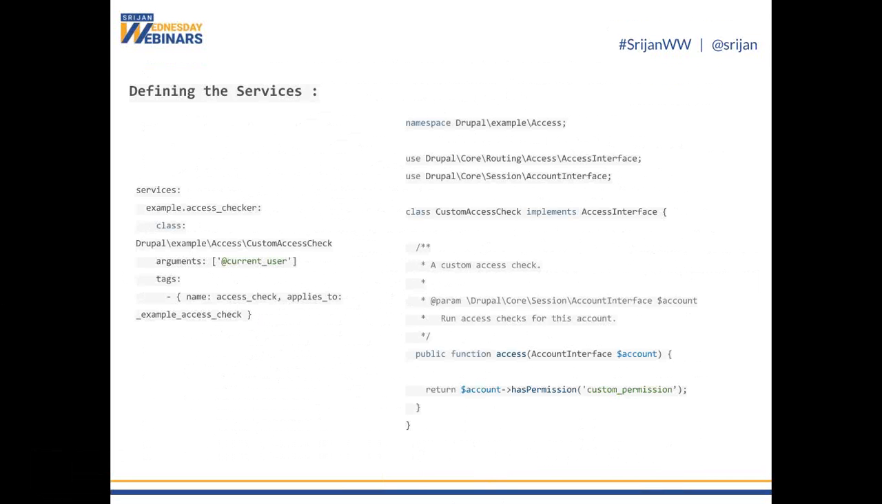Okay, okay, all right. I think there are a couple more questions around services.yml. So one of them is, can we use a class name as an argument in services.yml instead of using the service name prefixed by @?